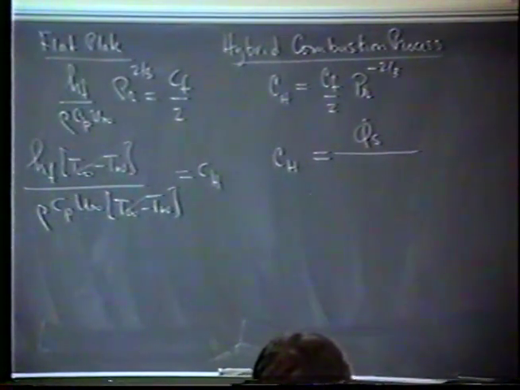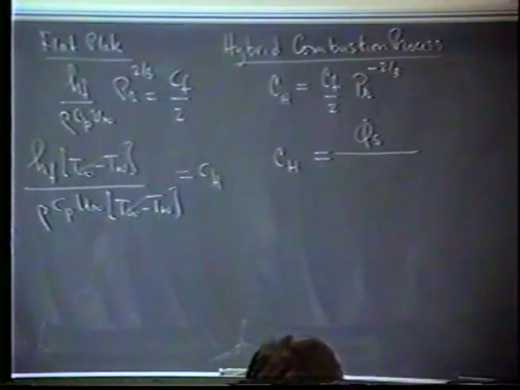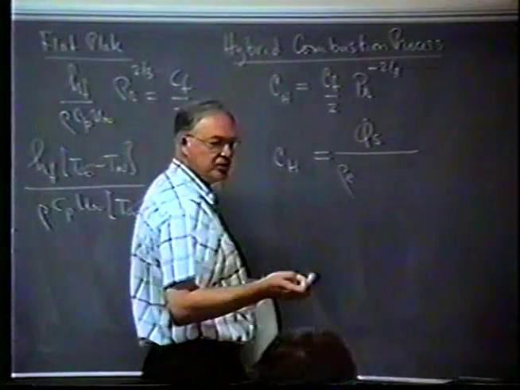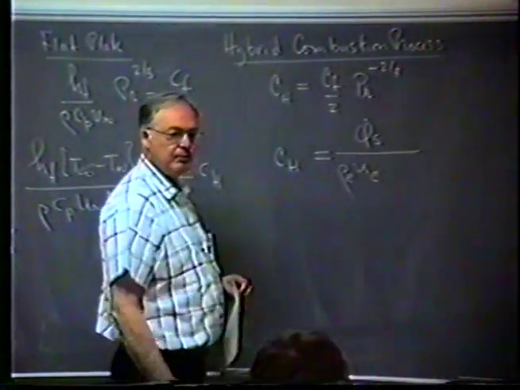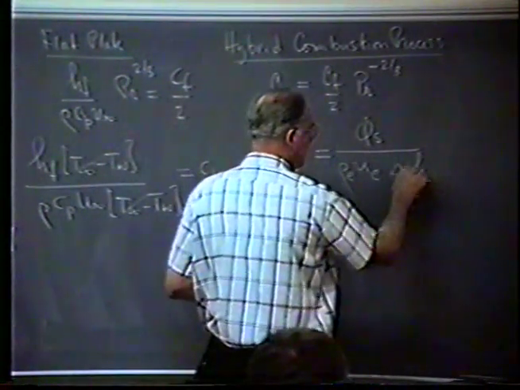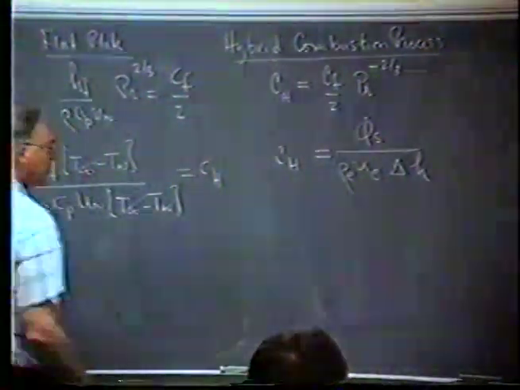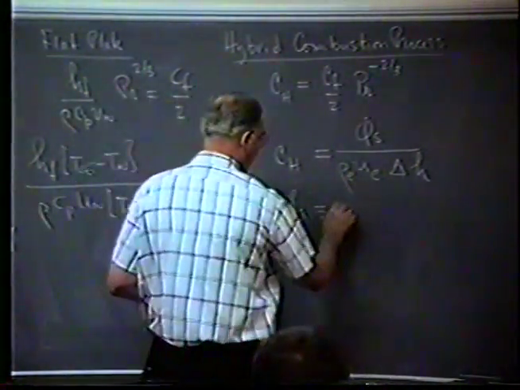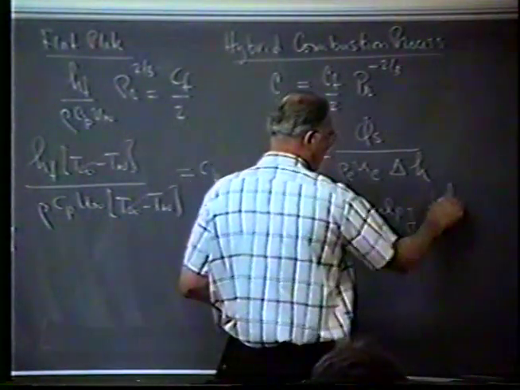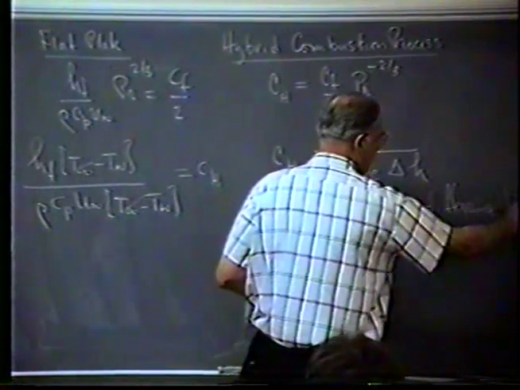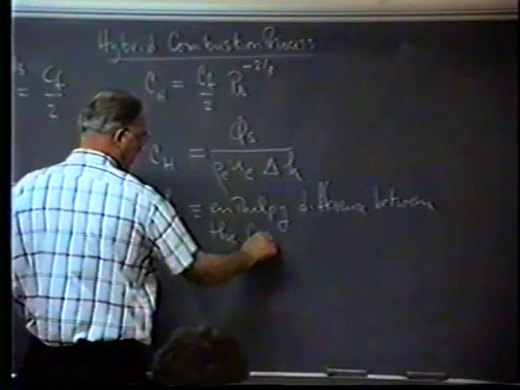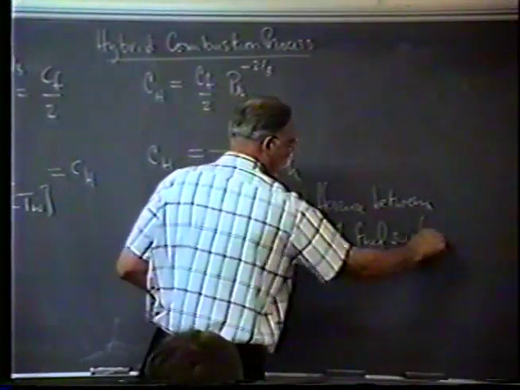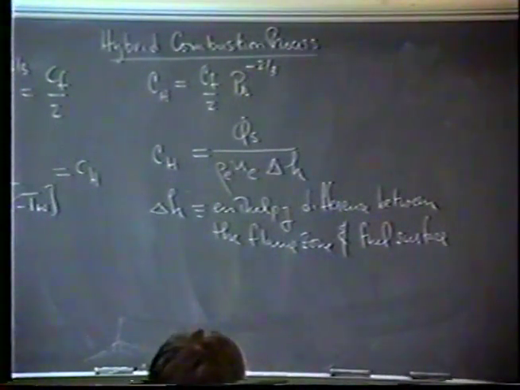Now, where does that enthalpy, where does that energy go? Well, in the denominator, when we apply it to the flow in this boundary layer, we're going to talk about a rho sub E, a density at the edge of the boundary layer, times the velocity U sub E, times a delta H across this flame zone. So now delta H will be the enthalpy difference between the flame zone and the fuel surface. Any questions about that? Does that make sense?